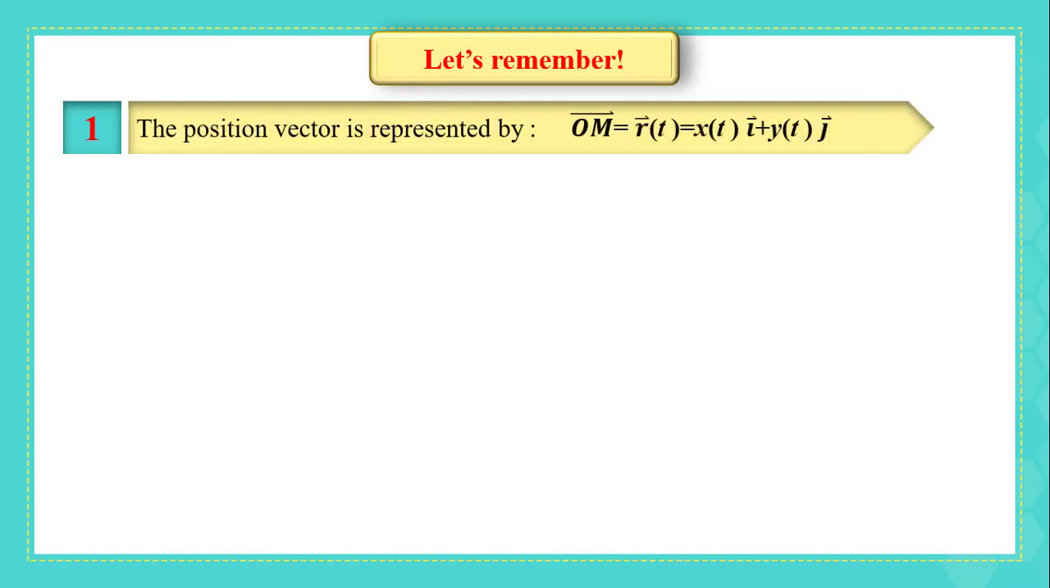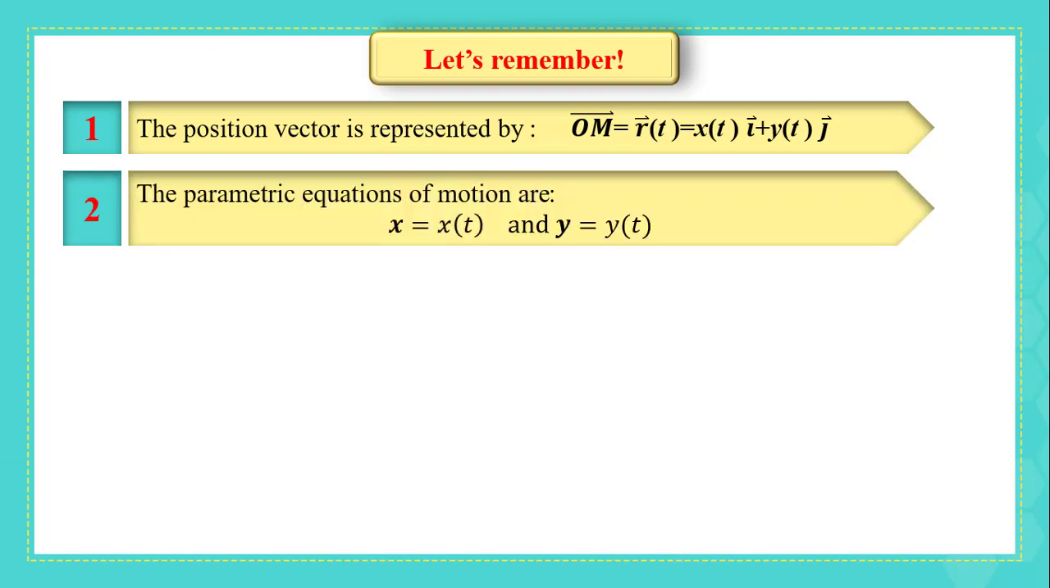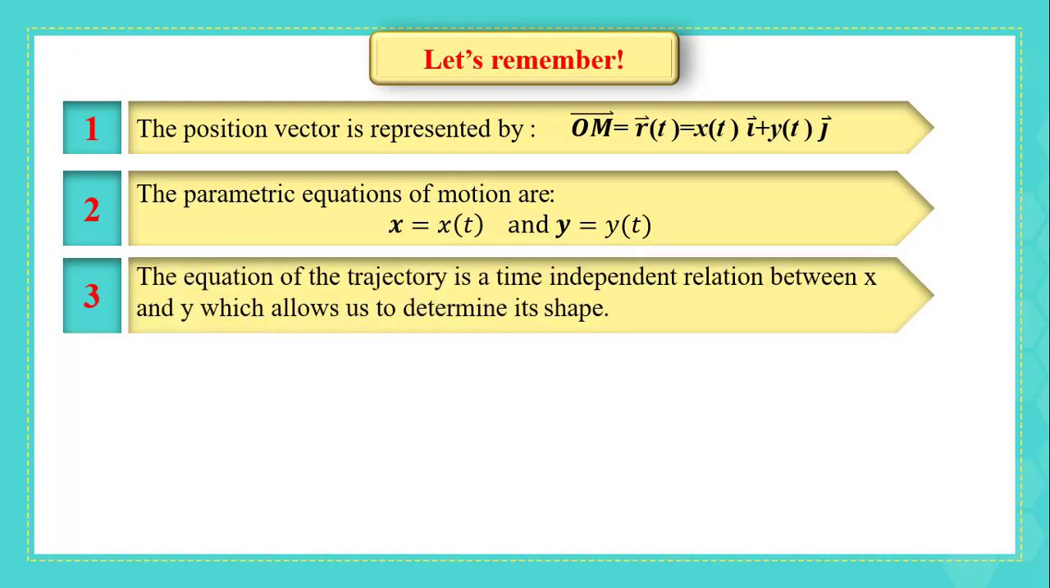1. The position vector is represented by the vector OM, which is equal to r(t) = x(t)i + y(t)j. 2. The parametric equations of motion are x = x(t) and y = y(t). 3. The equation of the trajectory is a time-independent relation between x and y, which allows us to determine its shape.